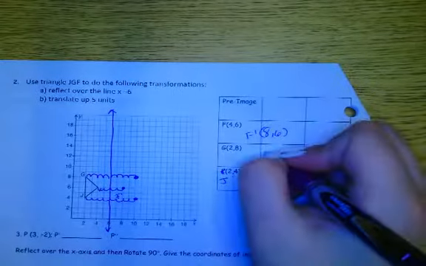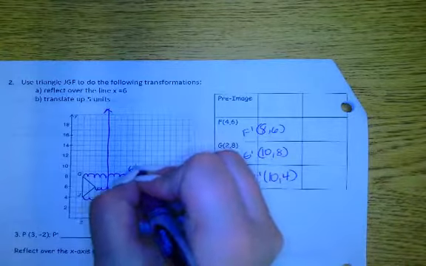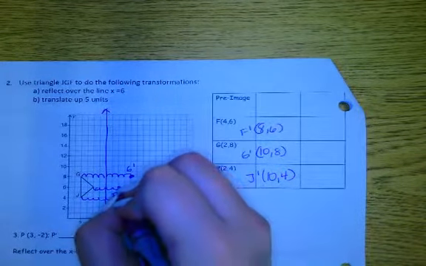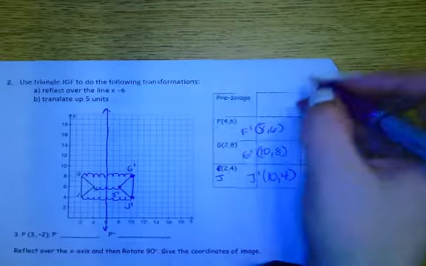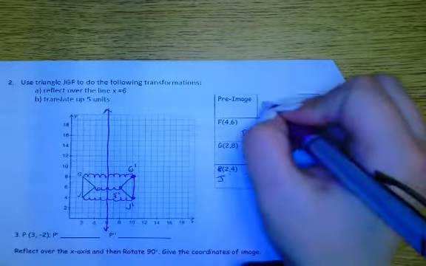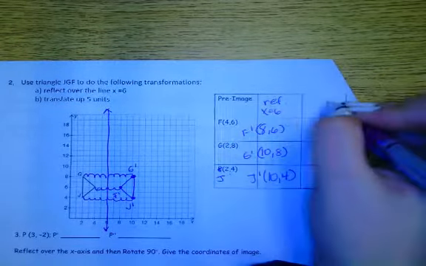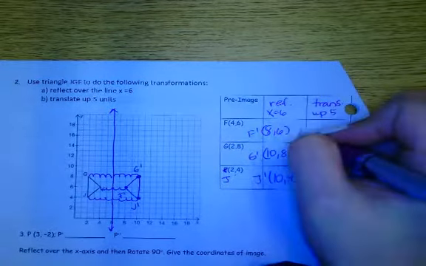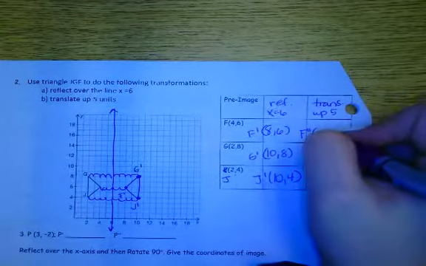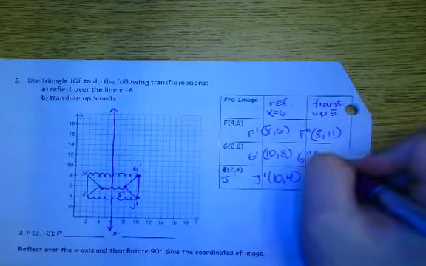Okay, so I have G prime, F prime, and J prime. Then it wants you to translate up 5 units. So this was reflect over x equals 6. This is translate up 5. So where is F double prime? 8, 11. G double prime. And J double prime. And you can just move those all up.